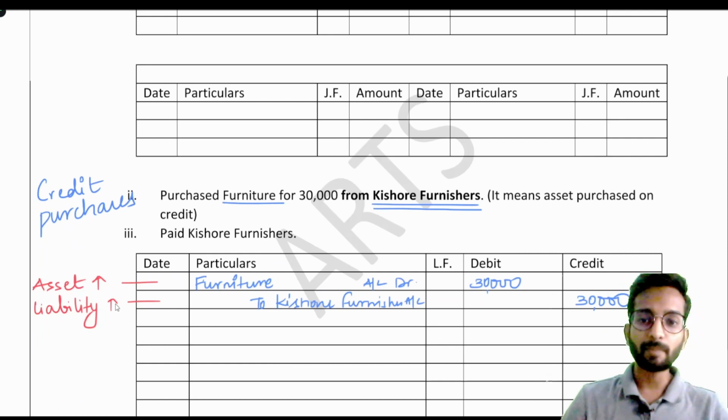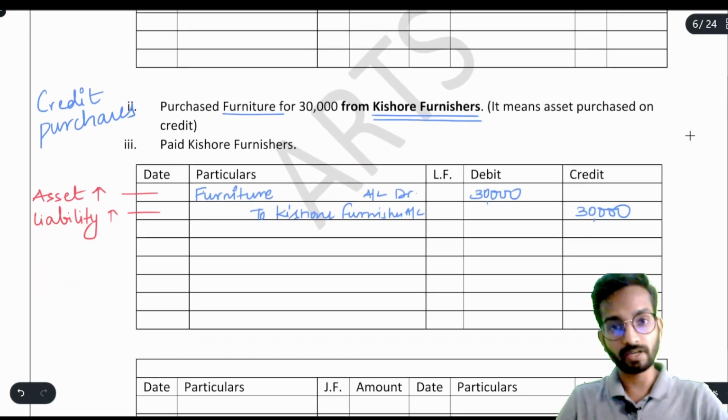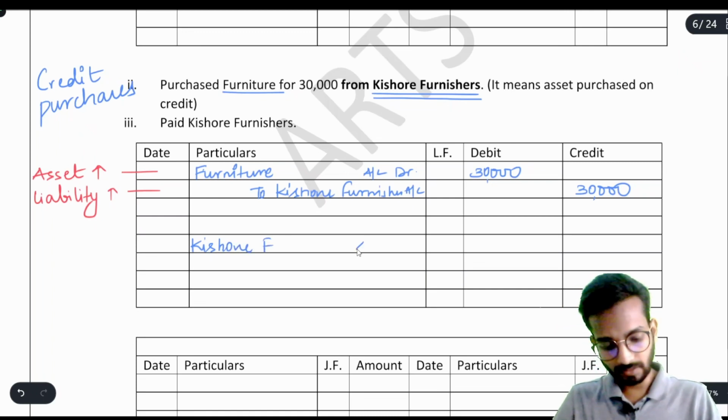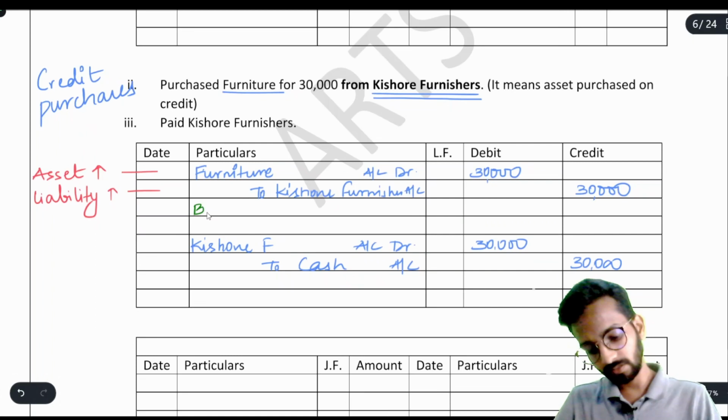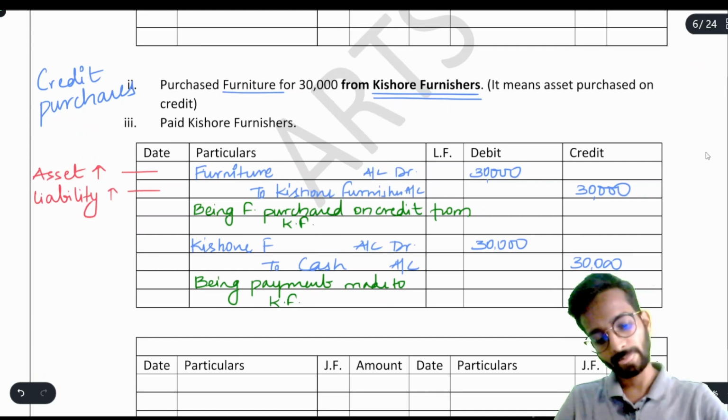So my liability increased. What happened after a few days? After a few days, we paid money to Kishore Furnishers. It means when I pay Kishore Furnishers, the liability will reduce, and I will write Kishore Furnitures account debit to cash account, 30,000. You will write the narration for both. The narration for the first will be: being furniture purchased on credit from Kishore Furnitures, and here you will write: being payment made to Kishore Furnitures.